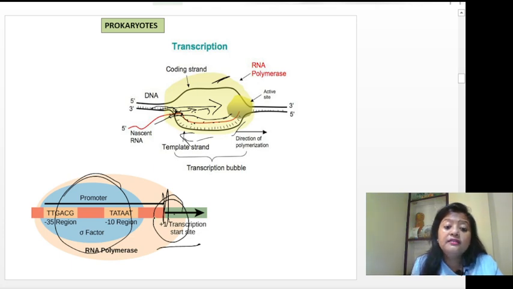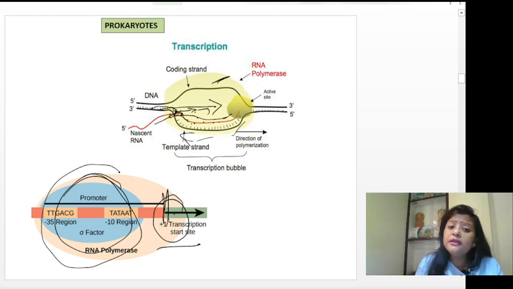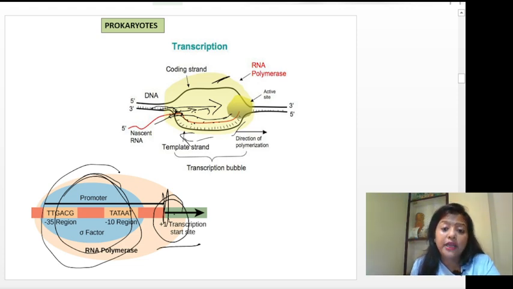And above that there is another one in the -35 region, TTGACA. So these are all the upstream regions. So you can see the promoter regions, and there's also a factor known as sigma factor, which is involved in the promoter region. Okay, remember this for the prokaryotes.